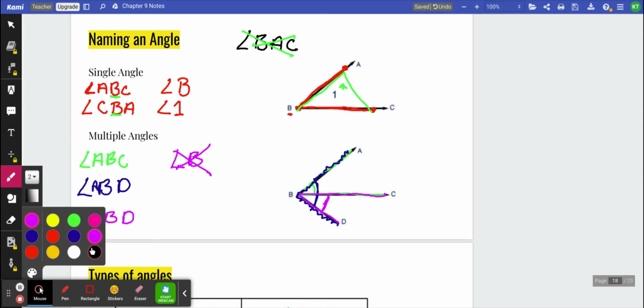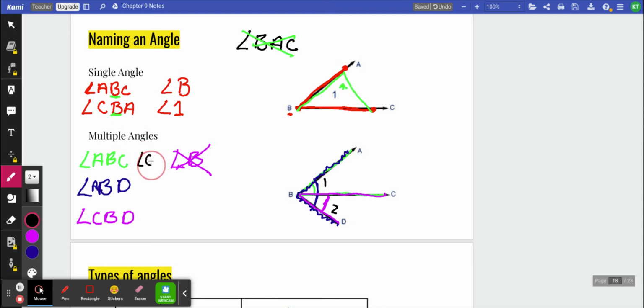Now you might see where they'll say this is angle 1 and this is angle 2. So ABC would be angle 1 and CBD would be angle 2. And just a reminder, I could reverse these letters. I could also say CBA, and these two are referring to the same one. But notice again, the vertex has to be in the middle when labeling.